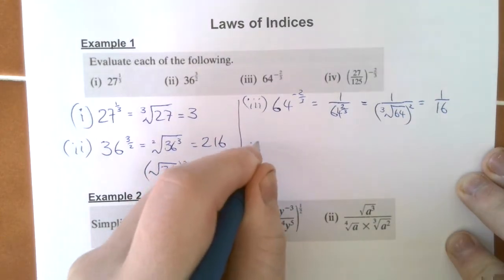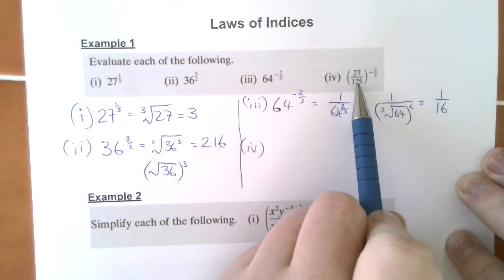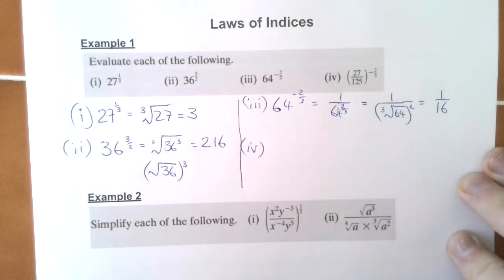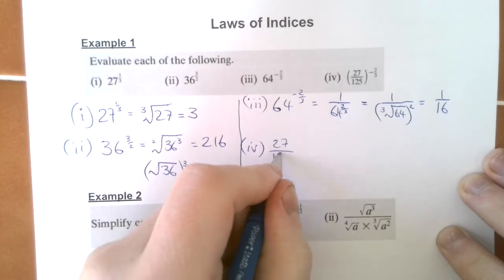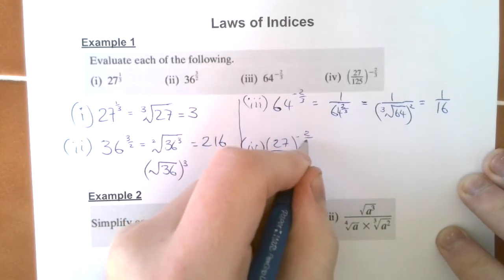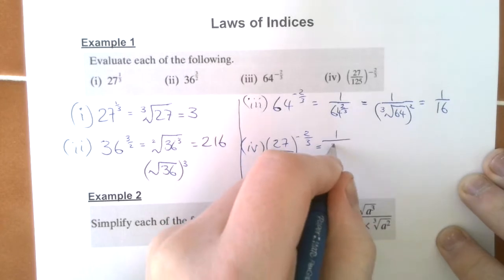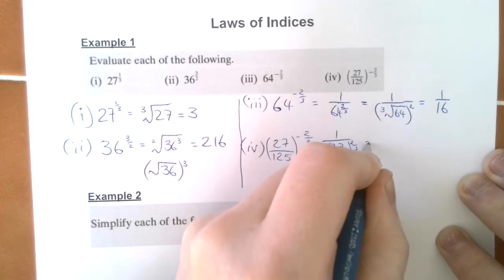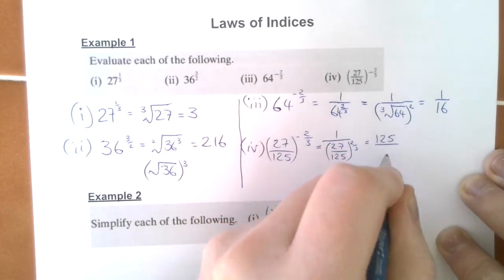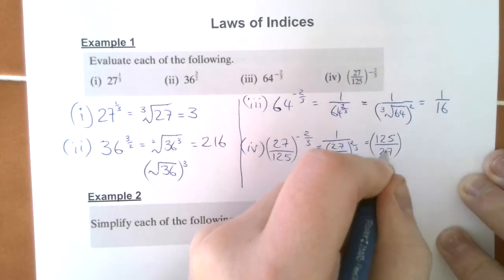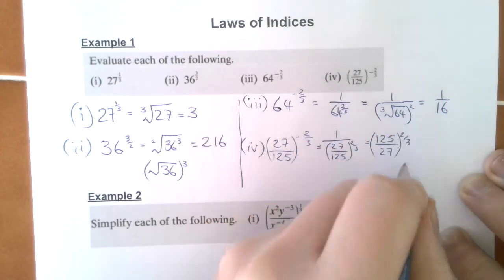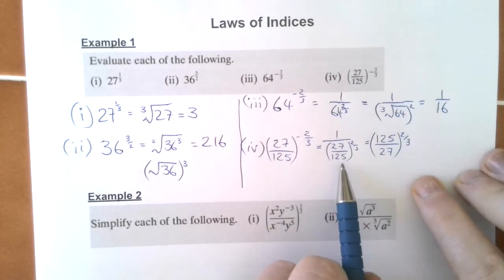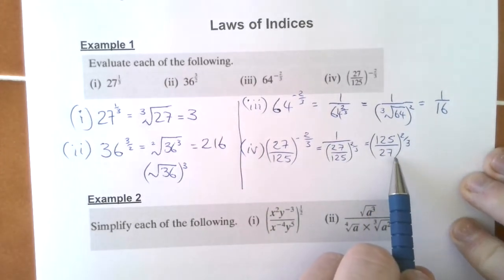And then for part 4, we have 27 over 125 to the power of minus 2 over 3. What the minus does here is it ends up being 1 over 27 over 125 to the power of 2 over 3. We could even write that as 125 over 27 to the power of 2 over 3. They would both be the same thing. It's up to yourself which one you want to continue with. I'm going to continue with the one on the right-hand side.